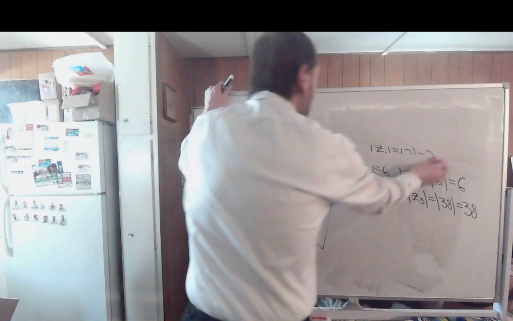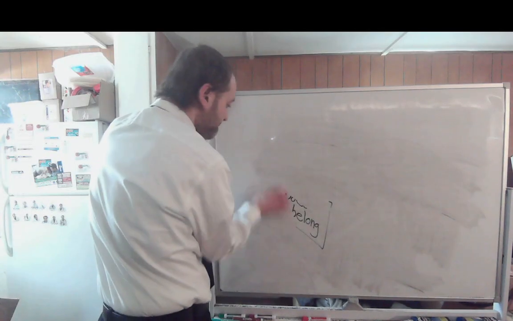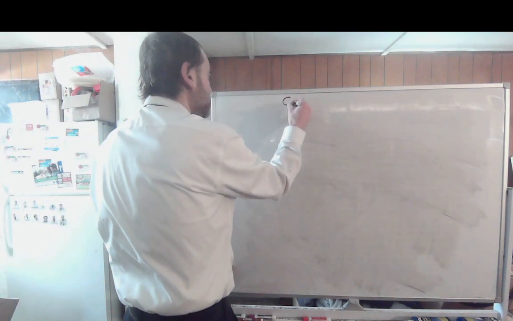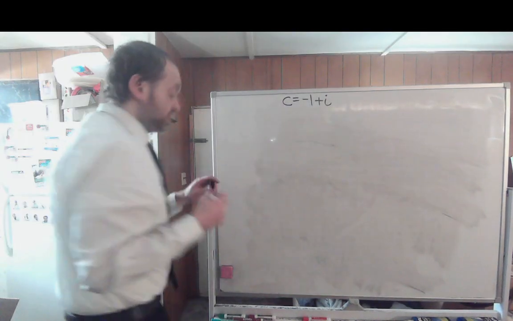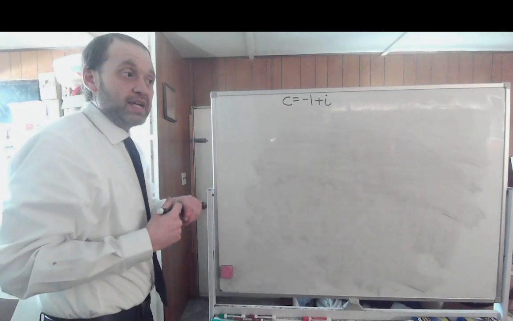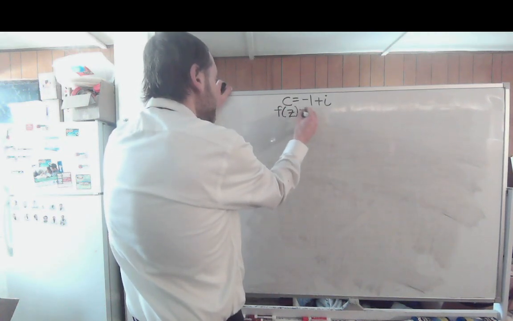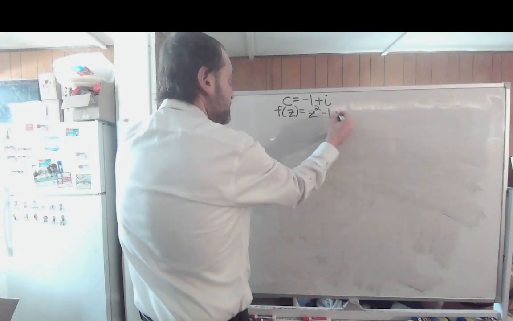I got 3 more. Alright. This time we have the complex number c equals -1 plus i. Does c equals -1 plus i, is that part of the Mandelbrot set? So set up your function for f of z. That's going to equal z squared plus c. In this case, that'd be z squared minus 1 plus i.